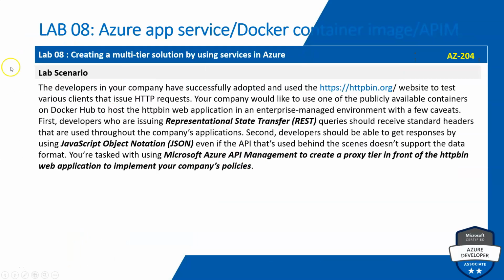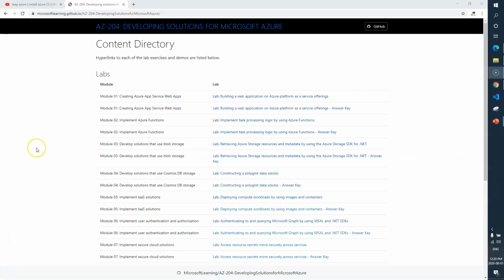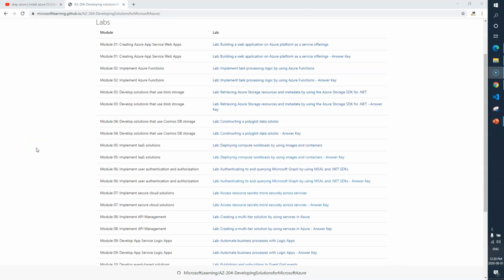Okay, so here is the lab scenario. If you want, you can go through it once so that you understand the task. And in this video, we'll work on exercise 1. That being said, let's go to the instructions URL. So here we are. You can find the URL in the video description.